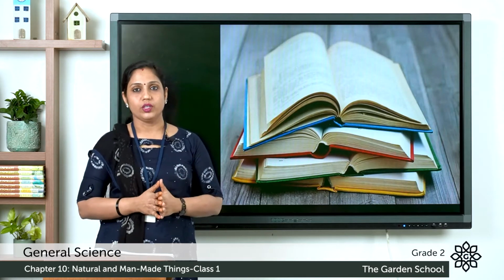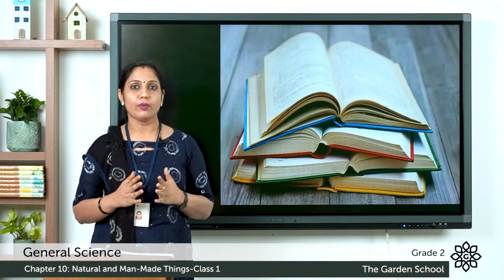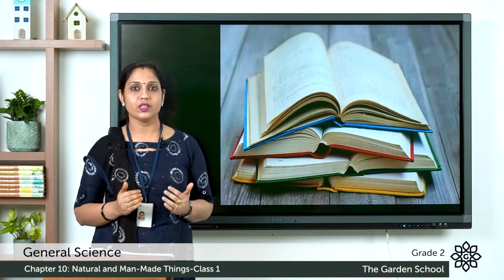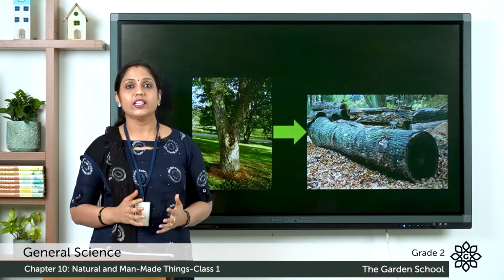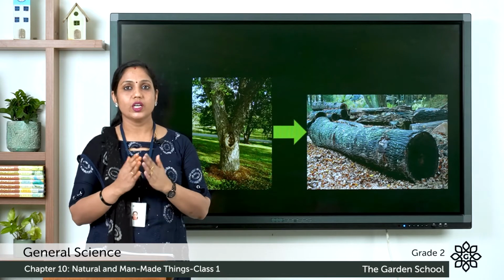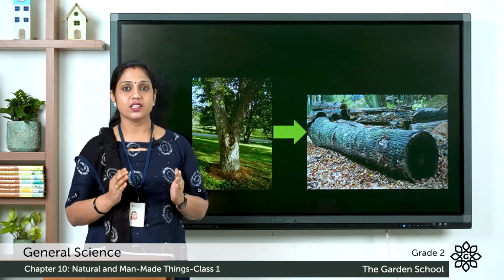And what about a book? Is a book natural or man-made? Do you know the papers in a book? From where do you get them? We get them from a tree. So a tree is a natural thing. It is a living thing.